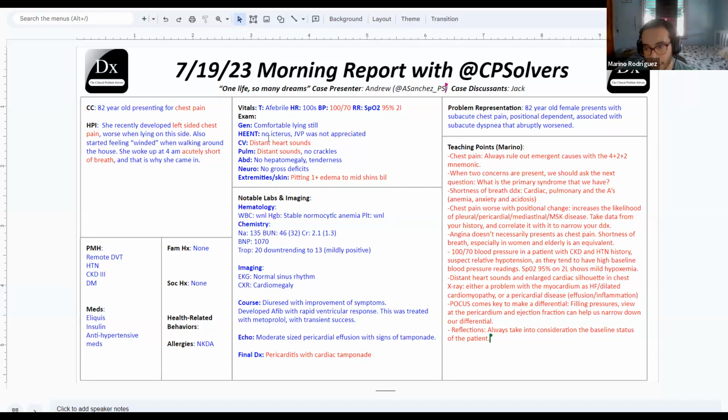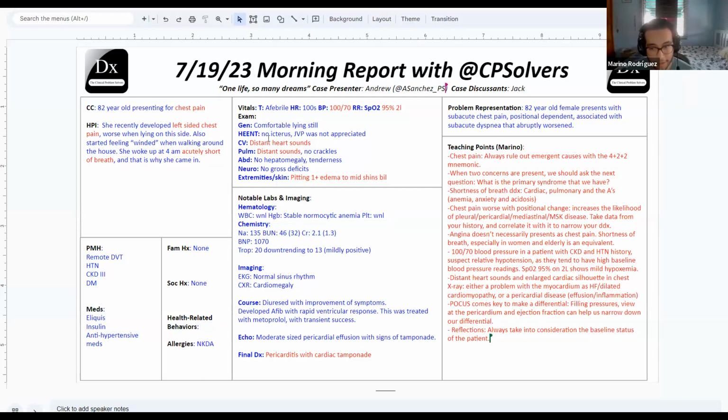So in this patient, a good point that Jack made was that angina doesn't necessarily present as chest pain, and this is even more true in elderly patients and women patients. This patient presented with shortness of breath, and shortness of breath in these kinds of patients is also an equivalent of chest pain in angina.